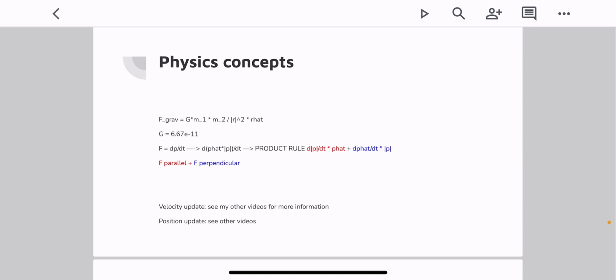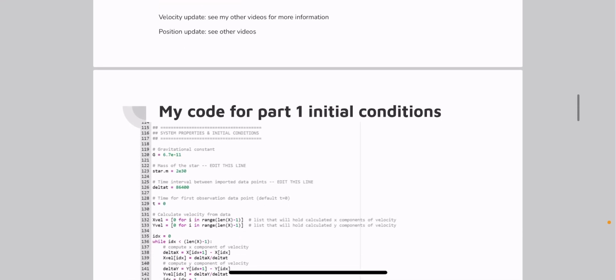But what's great about using dp/dt is that you can split it up into p hat times the magnitude of p, and use the product rule of derivatives to separate it into the color-coded F parallel and F perpendicular shown below. And then, as always, we're going to have to use the position update and the velocity update formula, which I will show you later, and you've seen in previous videos.